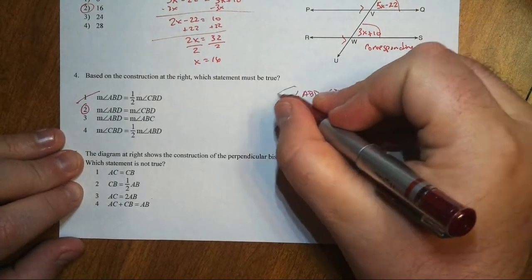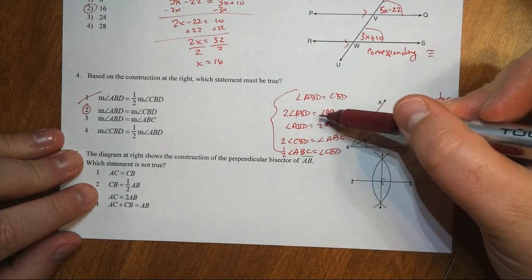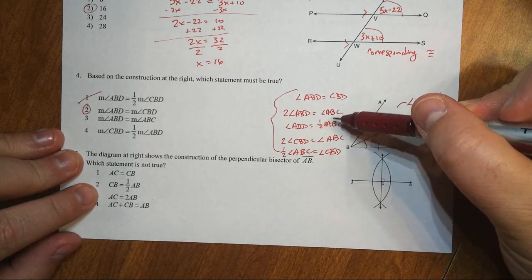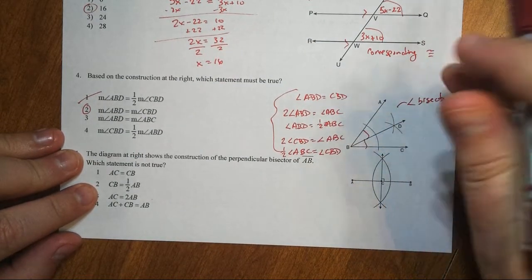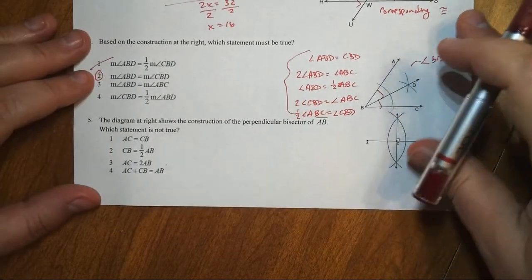But this is the one you're going to want to pay attention to, these guys. So really focusing on the doubling the small angle is equal to the big angle, and half the big angle is the small angle. That's usually what comes up there. So just be careful. Okay?